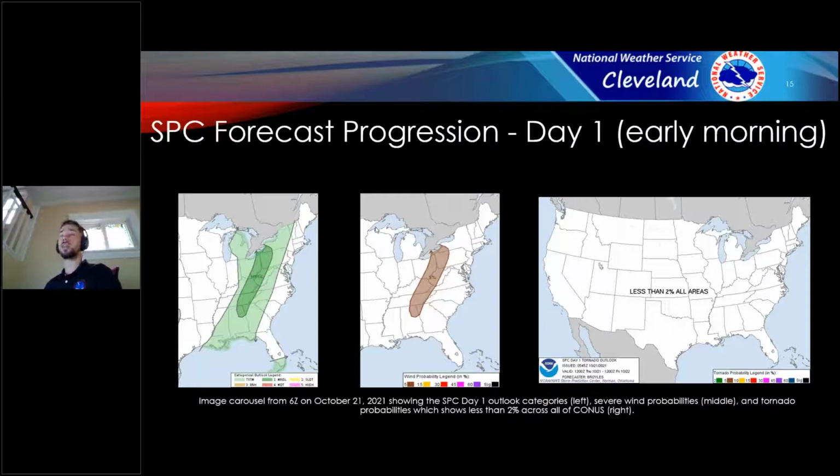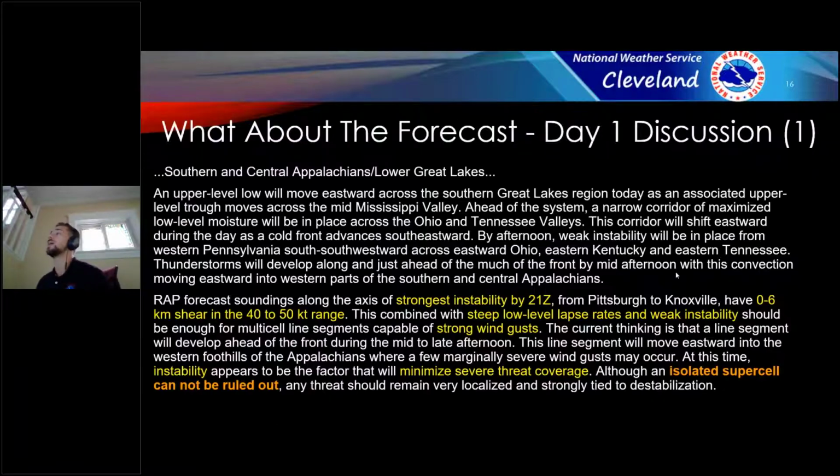And on day 1, they did expand the marginal risk south into the southeast U.S., still maintaining that 5% wind, 0% TOR on the right. Now, in the day 1 discussion, there were a couple of sentences which did mention that an isolated supercell could not be ruled out, but that limited instability would be the limiting factor for the severe weather coverage across the area.